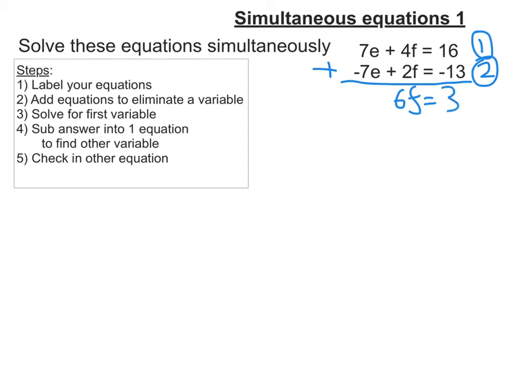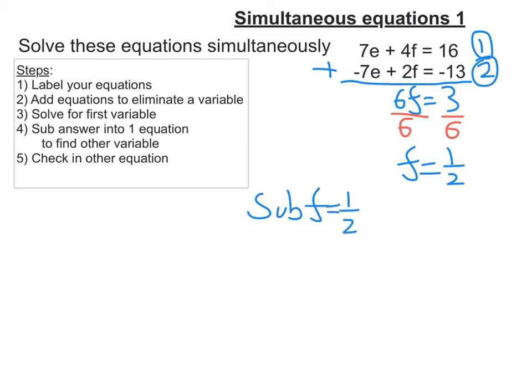So 6f equals 3, so I'm going to divide both sides by 6. I'm just going to put that on there, and on the left-hand side I'm just left with f. 3 over 6 is the same as a half, so f equals a half, right? Let's now sub f equals a half into one of the equations. I'm going to go for equation 1.